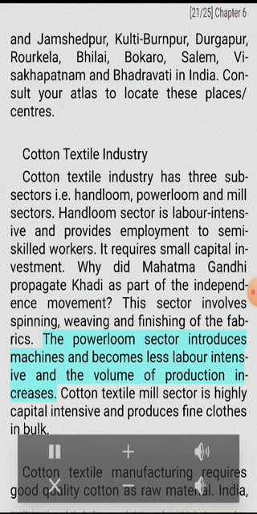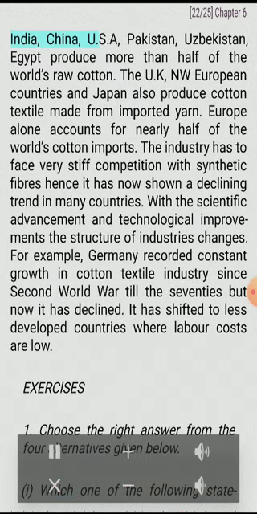The powerloom sector introduces machines and becomes less labor-intensive and the volume of production increases. The cotton textile mill sector is highly capital-intensive and produces fine clothes in bulk. Cotton textile manufacturing requires good quality cotton as raw material. India, China, U.S.A., Pakistan, Uzbekistan and Egypt produce more than half of the world's raw cotton. The U.K., NW European countries and Japan also produce cotton textile made from imported yarn. Europe alone accounts for nearly half of the world's cotton imports.